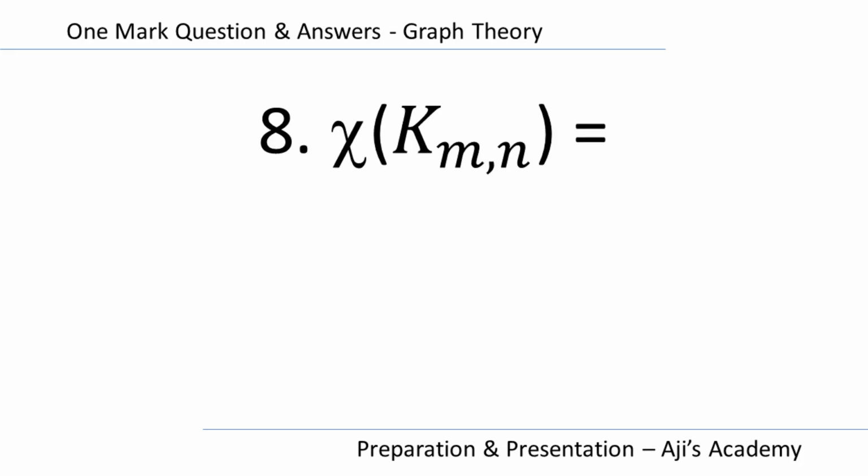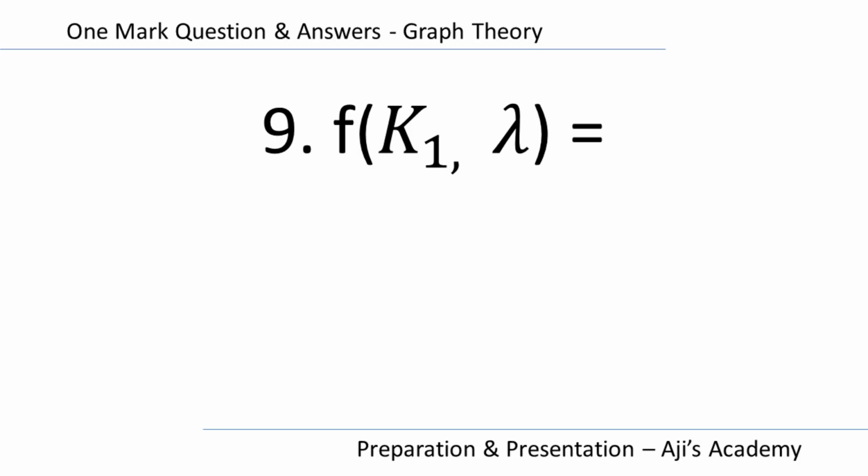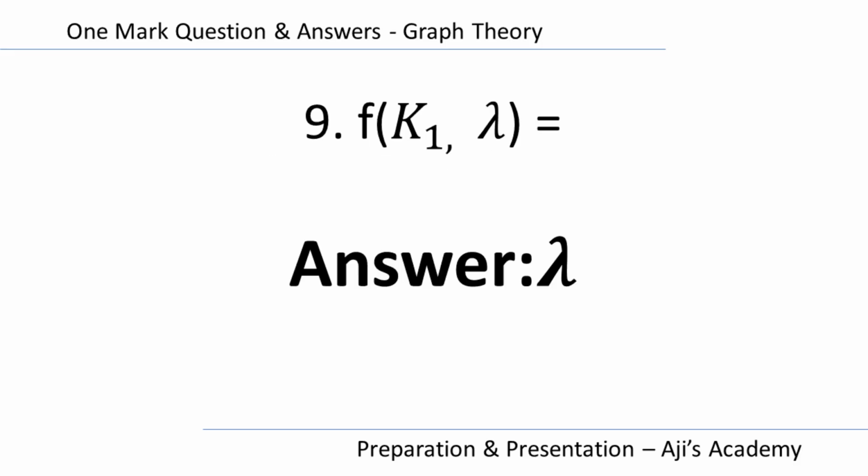Question number 8. Chi of Km,n. What does chi mean? Chromatic number of a complete bipartite graph with vertices m and n. So the chromatic number of the complete bipartite graph Km,n is 2. Answer is 2. Question number 9 from chromatic polynomial. What is f of K1 comma lambda? Answer is lambda.